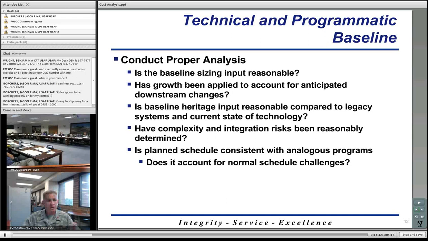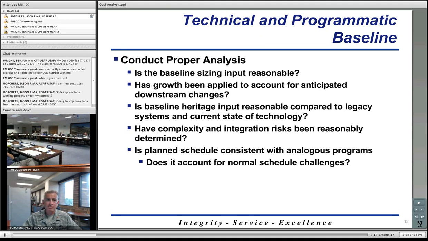So say you were a cost estimator, you're going to take a look at that baseline and make sure everything is reasonable, to include sizing. You're going to look at such things as, has growth been applied to certain aspects of the program? If we saw growth in historical programs, are we accounting for potential growth in the program? Is the baseline heritage input reasonable? Heritage has to do with how similar the current program you're estimating is to prior programs. So we want to make sure that the heritage input is reasonable as well.